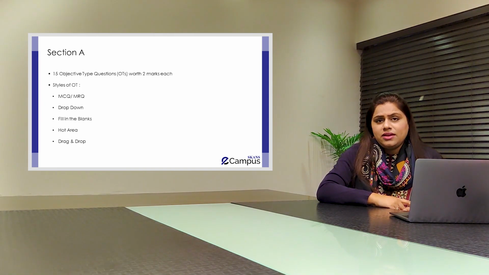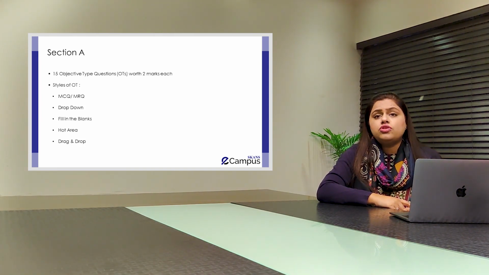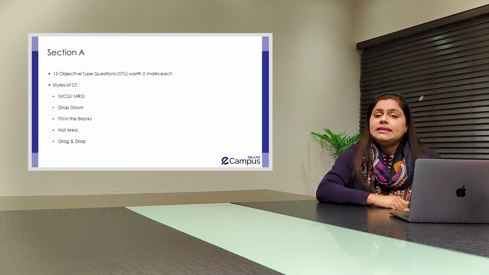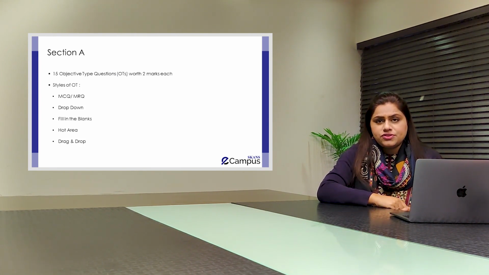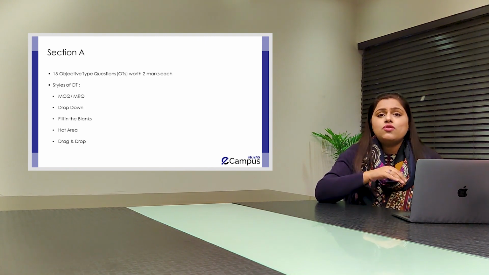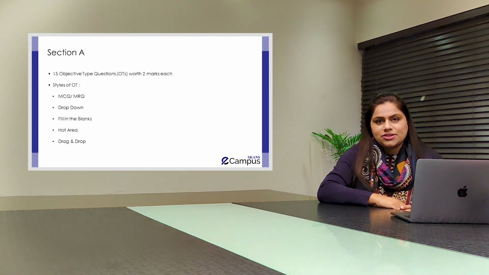In Section A, you will be attempting a total of 15 questions worth 2 marks each. These are objective type questions, also called OTs. So you either get them right and score the full 2 marks or you score none. There is no concept of partial marking in this section.